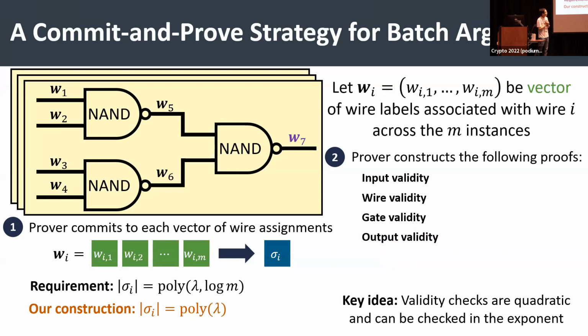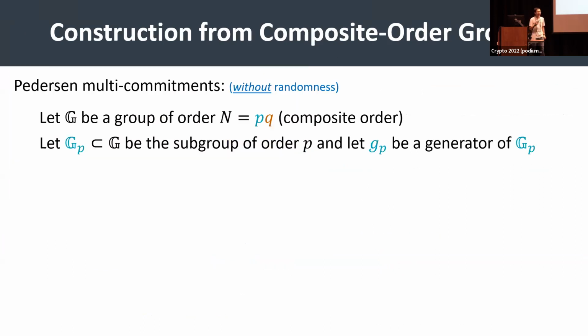And the important observation that we will leverage in the construction is that each of these validity checks can essentially be encoded as a quadratic polynomial, and thus they can be checked in the exponent with the help of a pairing. That will be the underlying idea for our construction. So first, let me describe how the commitments operate. Here, we will simply use Pedersen multi-commitments.